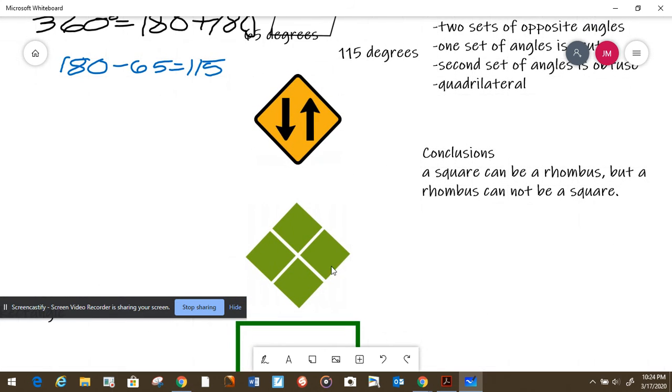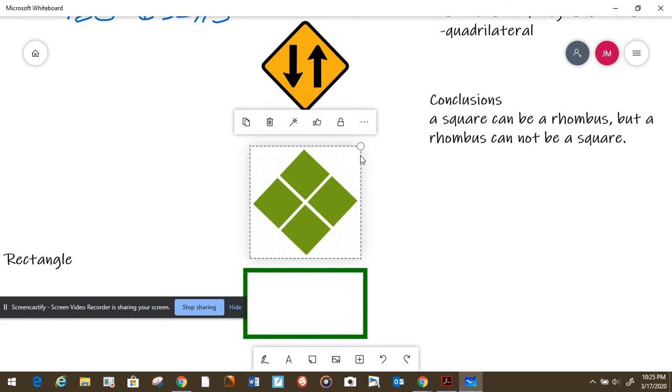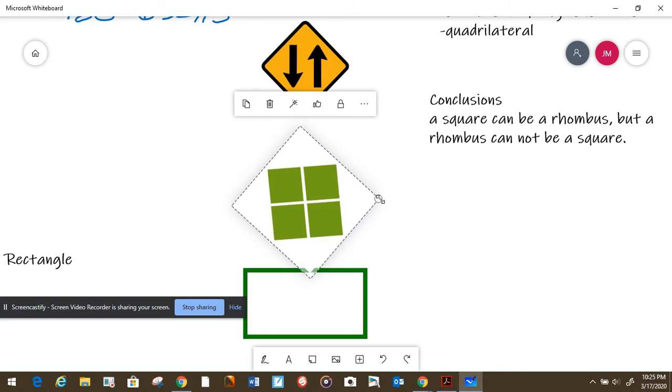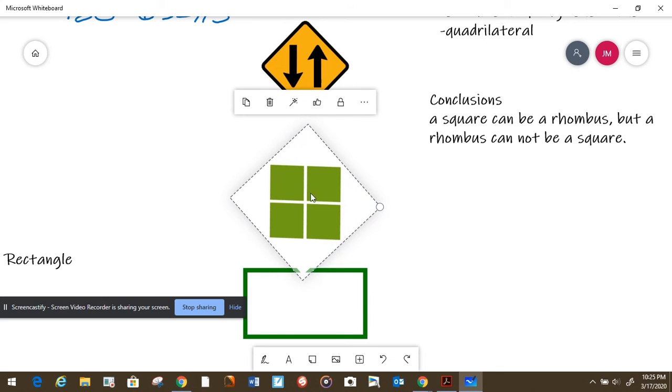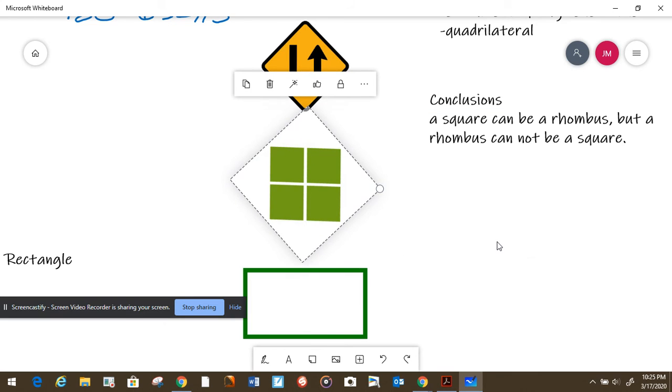Okay, now here's another example. See how they look like a rhombus, but if you flip it around, if I can do this right now, look, it is a square. So that's why they classify a square as a rhombus, but not a rhombus as a square.